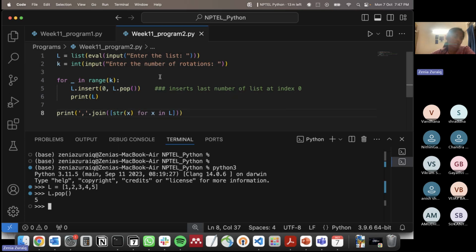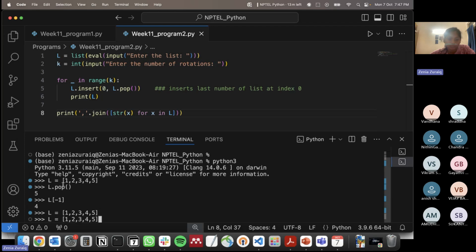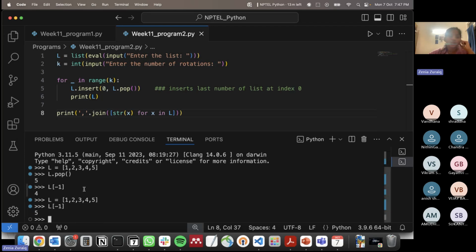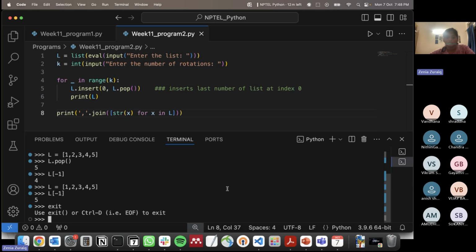Instead of L dot pop, you can access the last element using, for example, L of minus 1. Oh, because I've already popped the list, sorry. If I give L of minus 1, that also gives 5. The advantage of using pop is that it also removes the last element from the end. If I'm using the L of minus 1 method, then I have to manually remove the element from the end as well. But as with everything in programming, you can do it in a lot of ways. So this removes the element and puts it in the beginning in the same function. That's why. Okay. So let's just exit. Sorry.